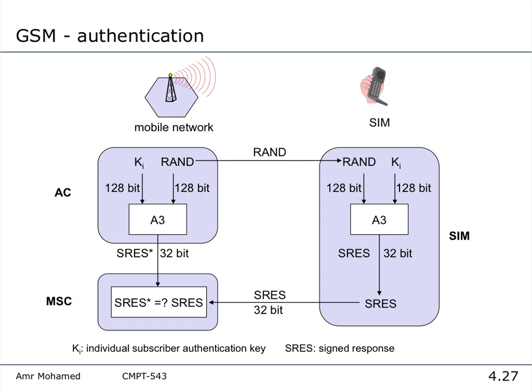So we have the SIM card, which is part of the mobile station. This SIM card stores the main identifier of the mobile station, and it also stores the A3 algorithm, which is supposed to be secret. However, it's not. On the other side, we have the authentication center, which is part of the operational subsystem.